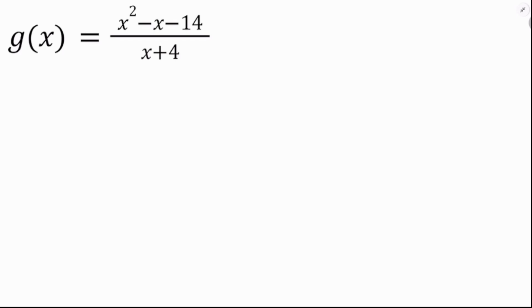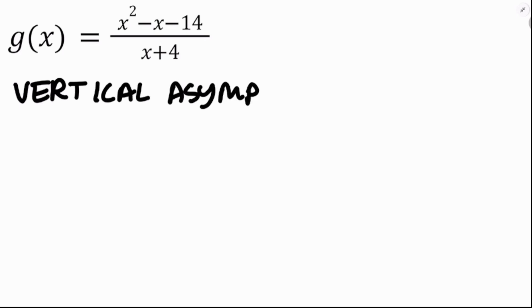The only numbers I can think of that multiply to 14 are 7 and 2, and 14 and 1, and neither of those add up to negative 1. So I don't think that's factorable, and I don't think I'm going to be able to cancel anything. So I'm going to say there's a vertical asymptote at x equals negative 4.